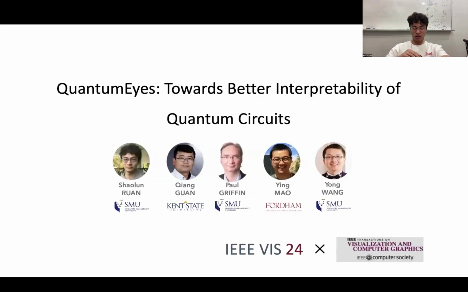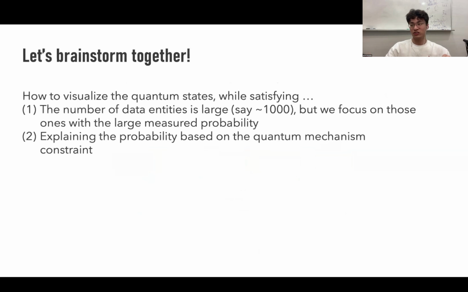Let's move on to our next work, which is called Quantum Eyes, toward better interpretability of quantum circuits. This work is for visualizing the quantum circuit, the static quantum circuit basically, because it does not contain any trainable parameters inside it. And maybe you still remember the limitation of my previous work, which is the scalability issue, because my previous design can only support 1 or 2 qubits, right? So in this work we extended to an infinite number of qubits.